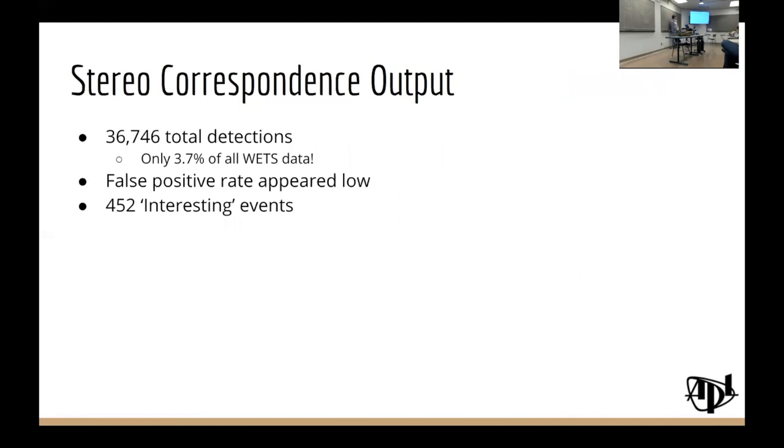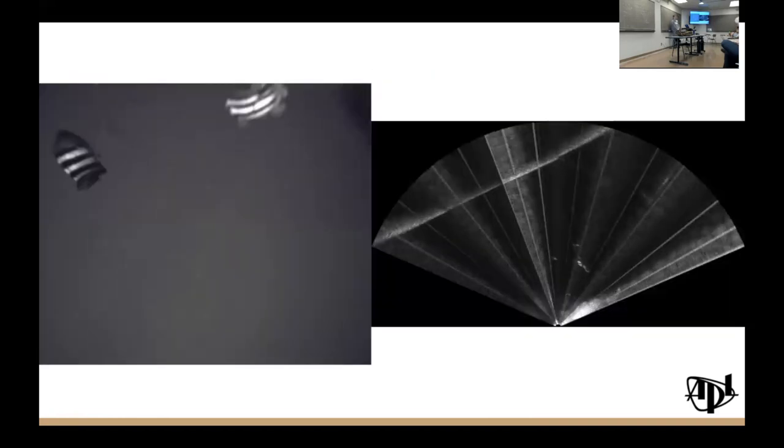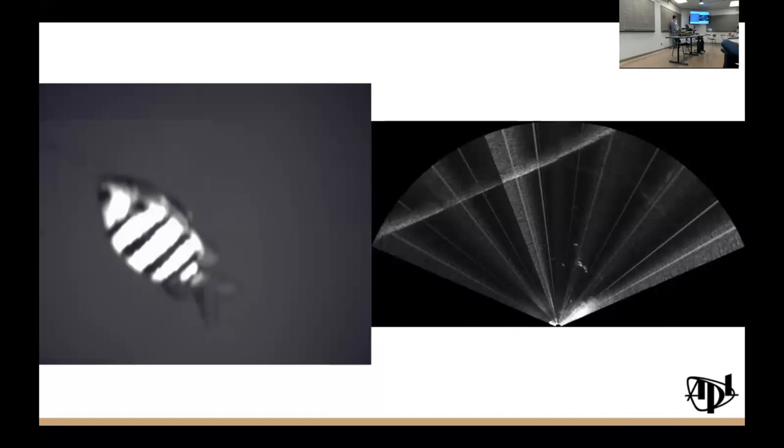So from this, we found that there were 36,000 detections, which is a lot, but it only consists of 3.7% of the WETS data. So we actually were able to reduce the amount of data we have to process pretty substantially. I haven't formally analyzed all the detections, but the false positive rate appears to be pretty low. And I found 452 interesting events. And so the other ones are not false positives. Most of them are schools of reef fish. Right? But yeah, and I want to quickly go through some of the detections that I found interesting.